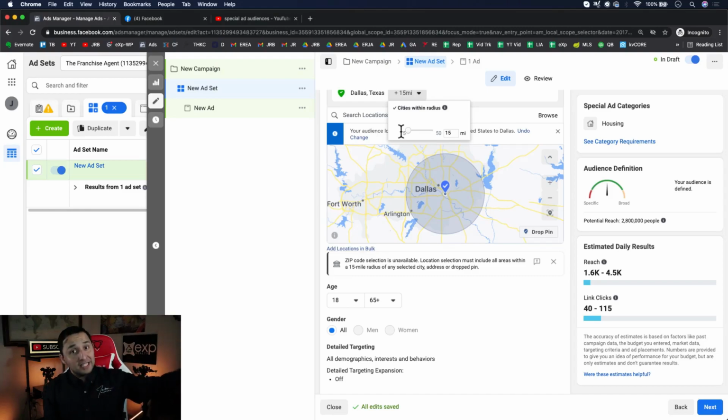Now, if you weren't in the special ad category, if you weren't in those four categories, credit, employment, housing, and elections, then you would be able to start from a 10-mile radius and then get even smaller. But this is the distinction. This is why a lot of us felt frustrated that, oh, well, now I have to select the special ad category and I'm not going to have the impact that I used to. I can't get down to my neighborhoods.